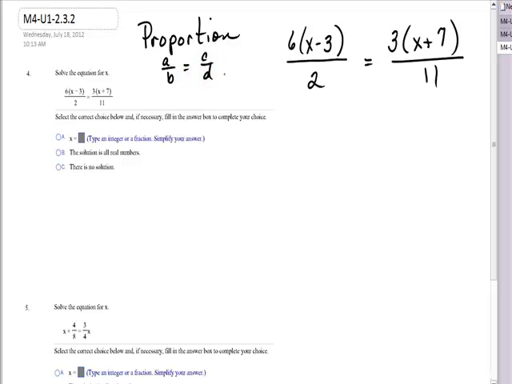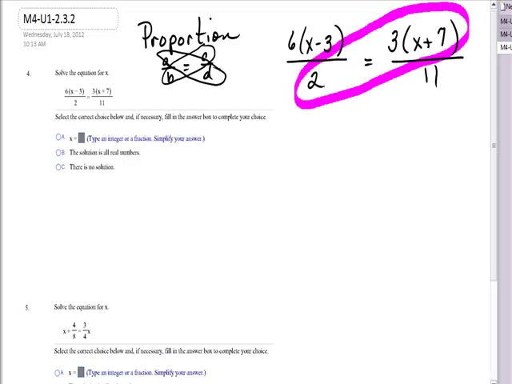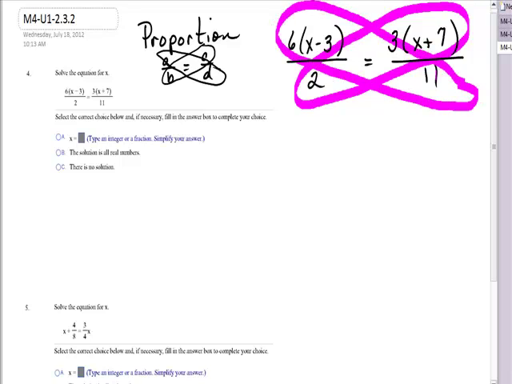Fraction equals fraction. And when that's true, when you have a proportion, the cross products are equal. So when you have a proportion, but only when you have a proportion, you can take a shortcut. So I want to show you the shortcut. The shortcut says that this cross product is equal to this cross product. So here's what I mean. Doesn't matter which one you do first.